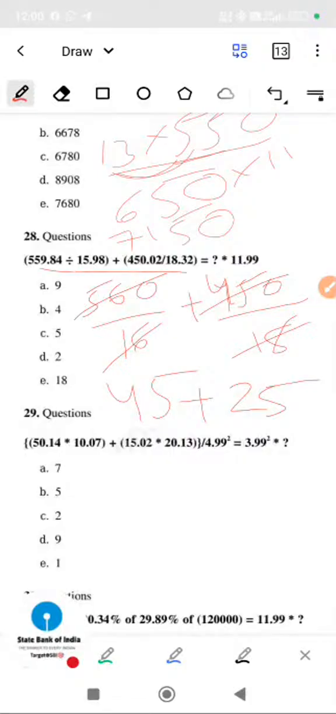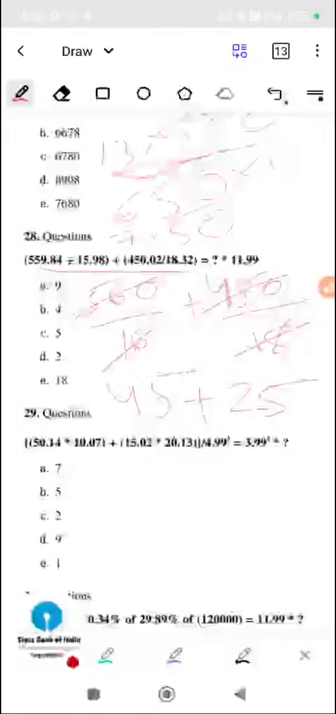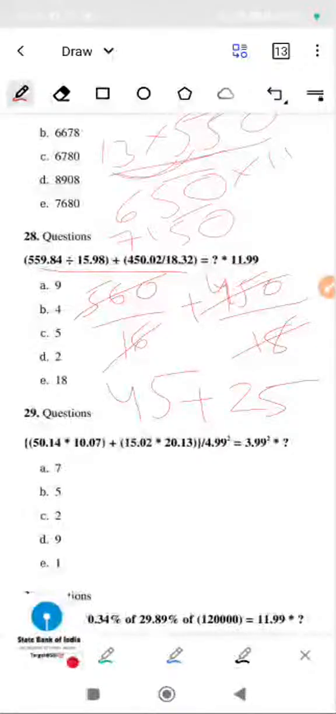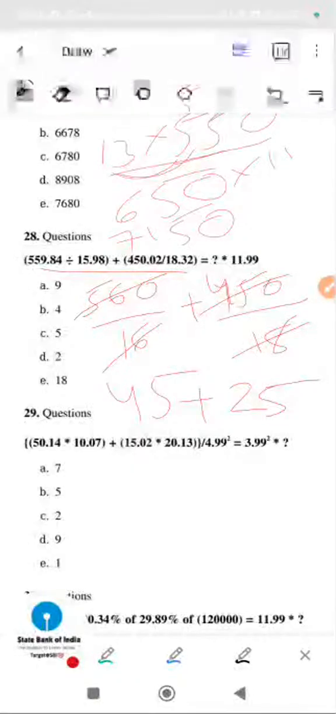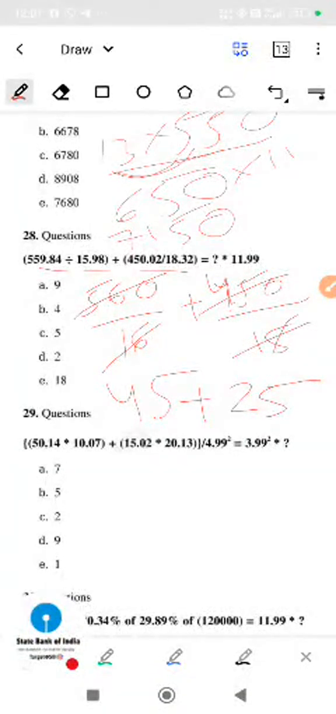70 from this side. 70 equals to 12x. Wait a second, here it is not 45, it is 35. So 35 plus 25, which will be 60. 60 equals to 12x. So 5 times. Option C is our answer.